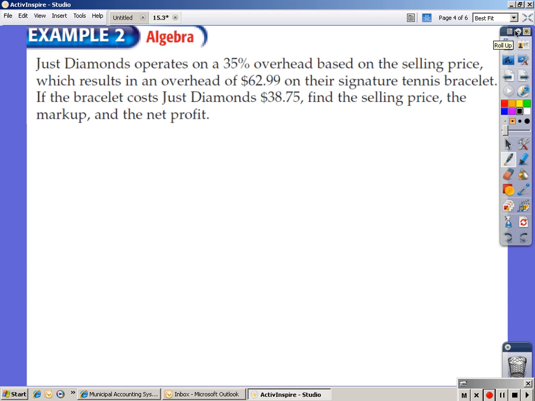Okay, example 2. Just Diamonds operates on a 35% overhead based on the selling price, which results in an overhead of $62.99 on their signature tennis bracelet. If the bracelet costs Just Diamonds $38.75, find the selling price, the markup, and the net profit. Okay, so the first thing it's asking us to find is the selling price. So we're going to let X equal the selling price.